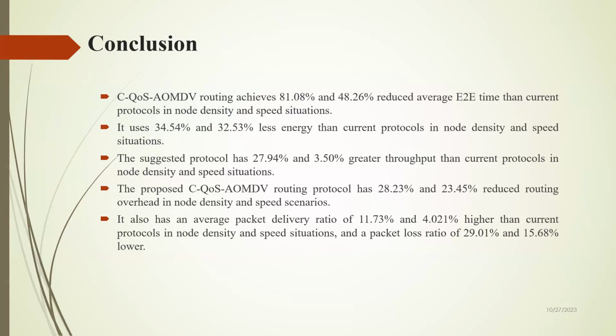And the average routing overhead with the CQoS node and speed the 28.23% and 23.45%, and at the last one 29.01 and 15.68% is the lower with the scenario. And these are the future scope.